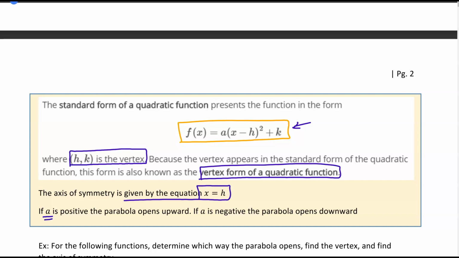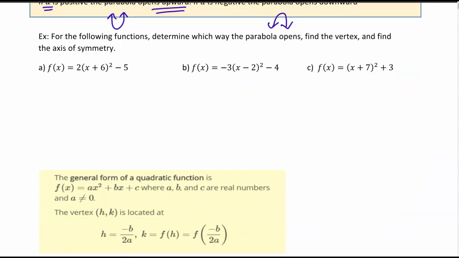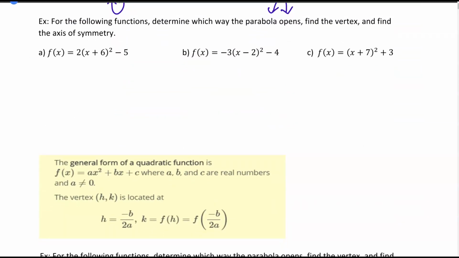If a is positive, the parabola opens upward, right? So we're looking at something that looks like this. If a is negative, we're looking at a downward parabola. Okay. All right, so let's take a look at some of these examples. For the following functions, determine which way the parabola opens, find the vertex, and find the axis of symmetry.